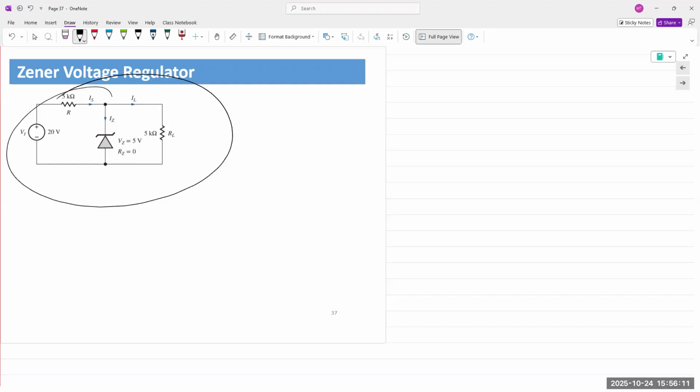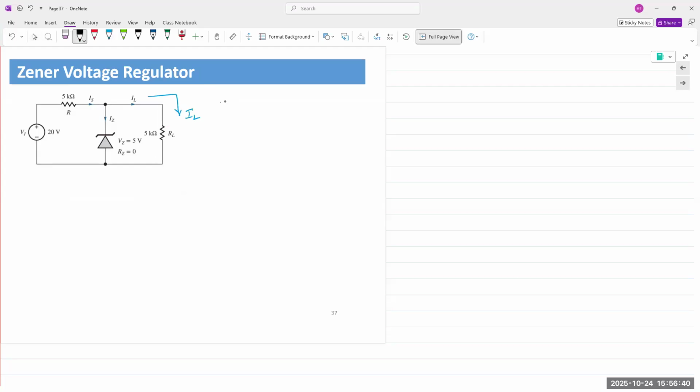The regulation part comes from the fact that you could have varying input, yet the input is regulated to give you a constant output voltage. So it's regulating the input voltage. And the way it does this is this. If we talk about having a constant output voltage, what does it mean in terms of the current? You have a specific value for RL.